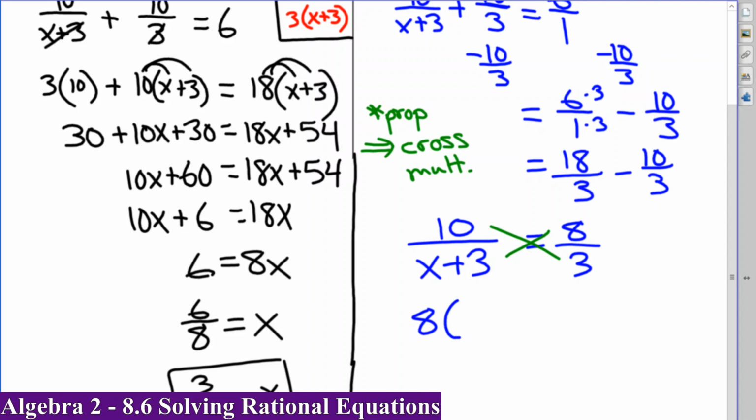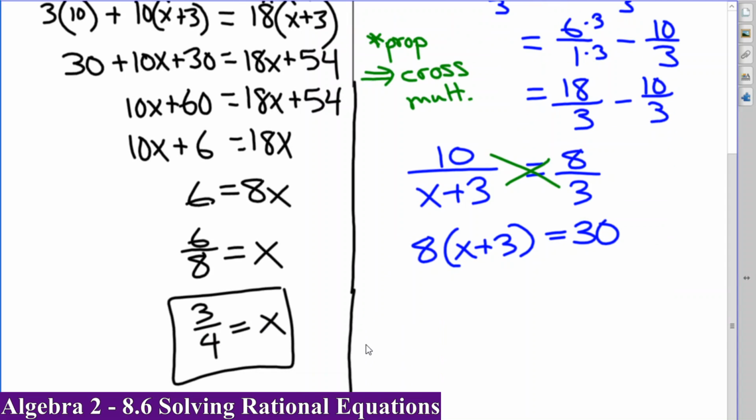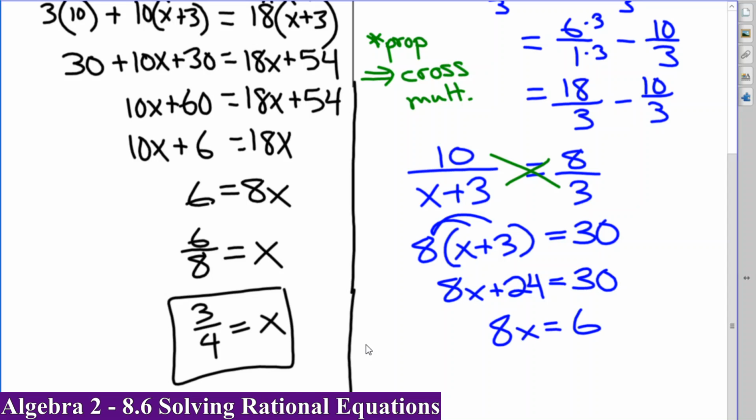So we're going to get 8 times the quantity x plus 3 equals 30. The reason why I wrote that out right away was to remind ourselves that we actually have to distribute the 8. So 8x plus 24 equals 30. Subtract 24 from both sides, you get 8x equals 6. So once again, when you divide both sides by 8, you get 6/8, which is going to simplify to 3/4. All right, so sometimes it'll work out like that, sometimes not so much.